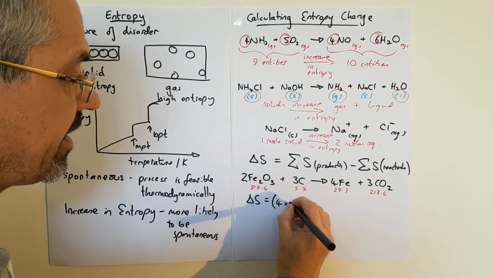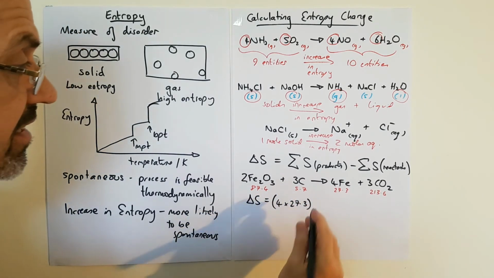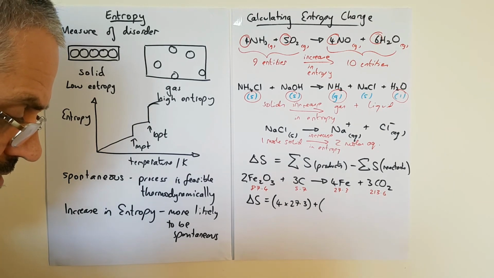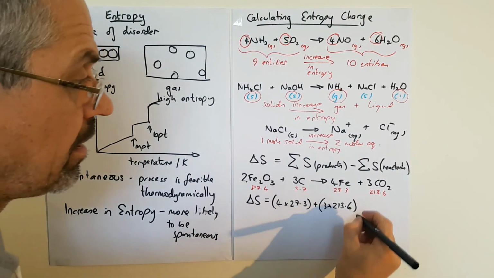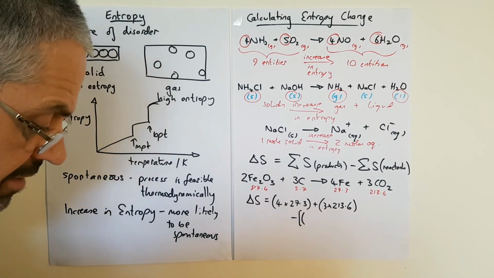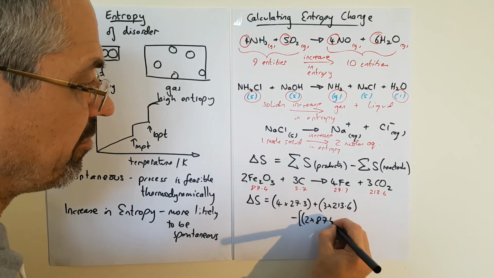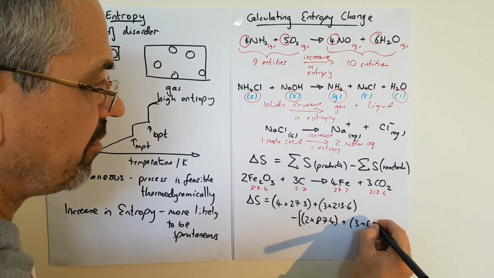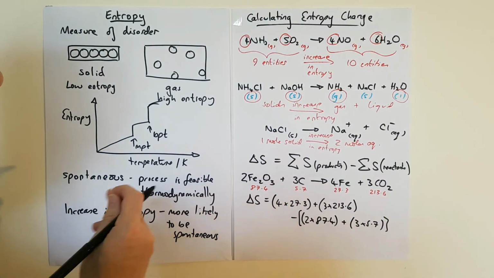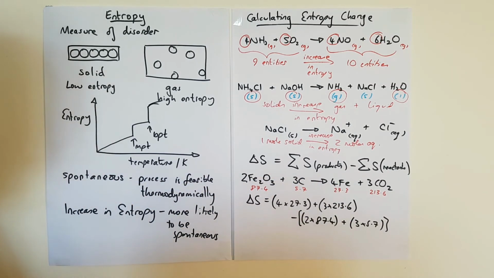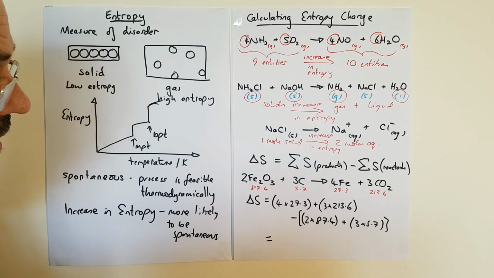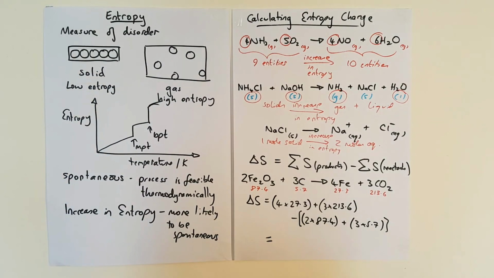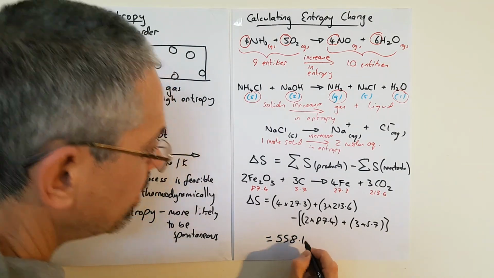So it's 4 lots of 27.3. I've just seen that in the booklet, it's not completely right, is it? 3 lots of CO2. That's right, 3. Take away all of the reactants: 2 lots of 87.4 and 3 lots of 5.7. Unlike delta Hf, elements don't have zero entropy. Pretty much nothing has zero entropy unless it's sitting at 0 degrees Kelvin. Okay, so the correct value for that comes to 558.1.